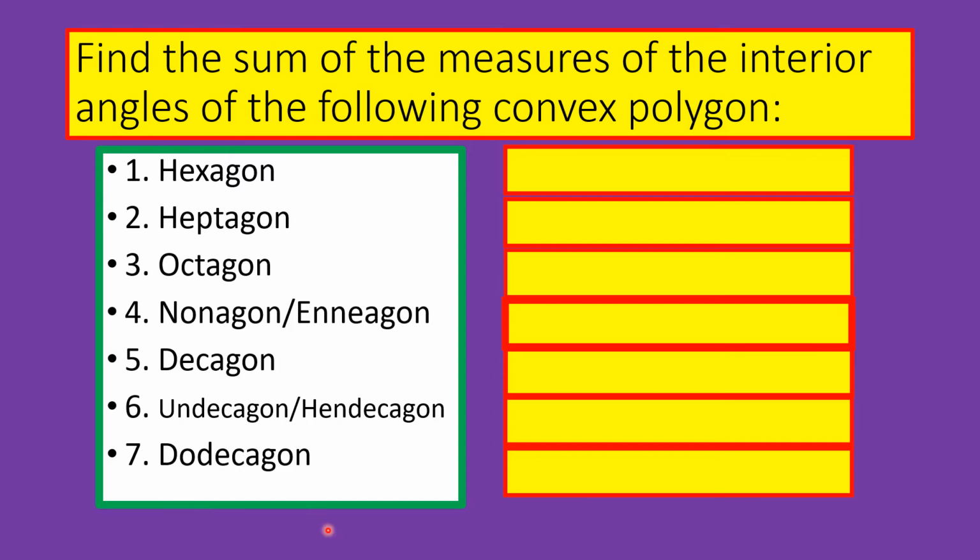Now we'll be answering the problem. We have a hexagon. That is 6 minus 2 times 180. What is our answer? The answer is 720 degrees. We have a heptagon. That is 7 minus 2 times 180. And that is 5 times 180. And that is 900 degrees. We have octagon. That is 8 minus 2 times 180. The answer is 1080 degrees.